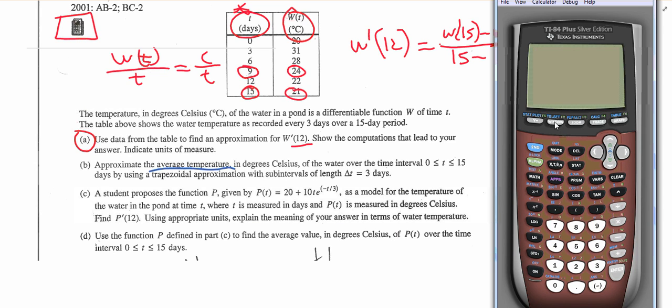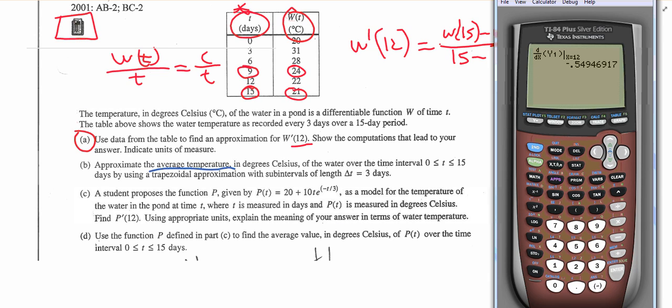So alpha f2, whoops, let's try that again. Yep, alpha f2, and we're going to take the derivative number 3 and use an x, and we have that in the equation y1, which is, the shortcut is alpha f4, and x equals 12. So we get a negative 0.549. Using appropriate units, explain the meaning of your answers in terms of the water temperature.